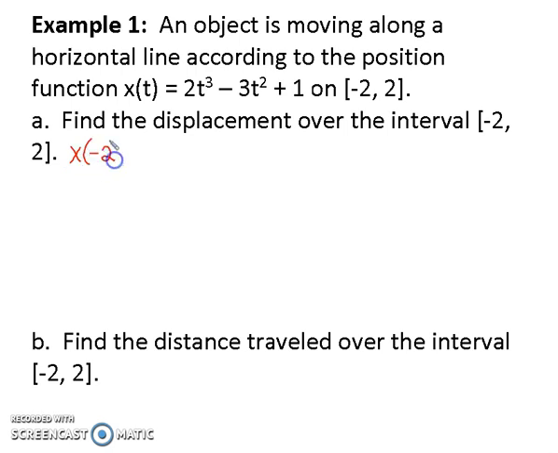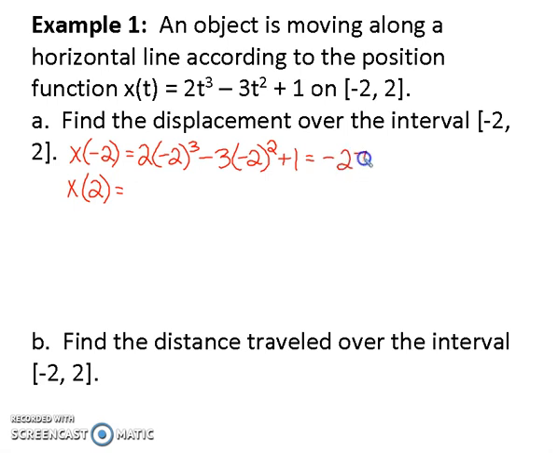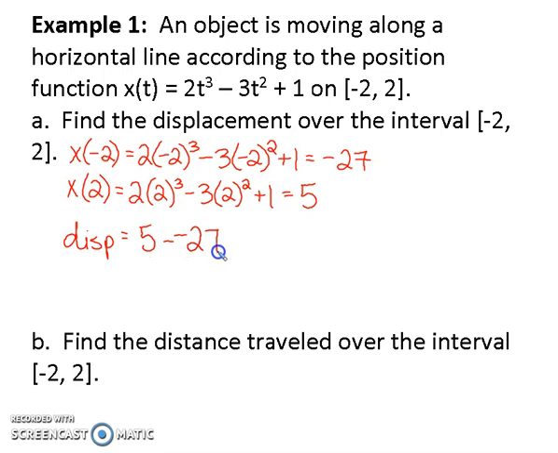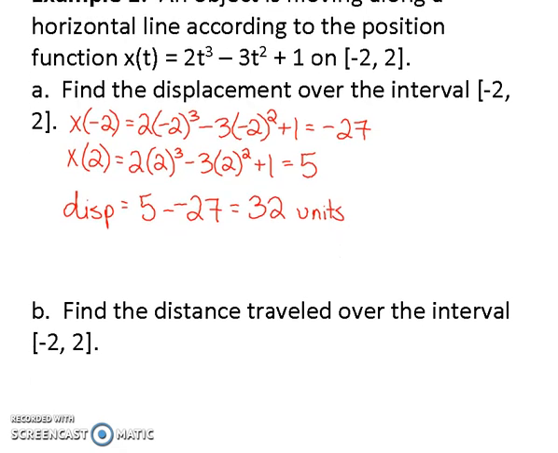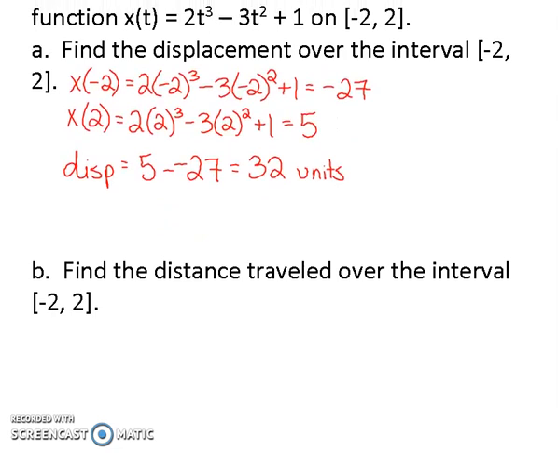So we would need to figure out our position at the beginning of the interval and our position at the end of the interval. So we would simply substitute our 2 times into the position function. X of -2 would come out to be -27. And then X of +2 would come out to be 5. So your displacement, end minus beginning, is a total of 32 units. All right.